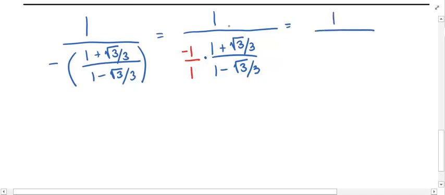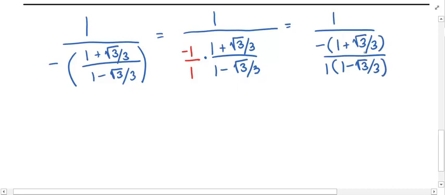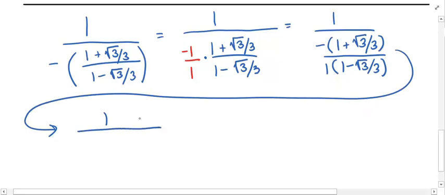So we're still going to have a 1 in the numerator. And then in the bottom, we're going to have negative 1 times 1 plus the square root of 3 over 3. The bottom is going to be 1 times 1 minus the square root of 3 over 3. If I continue with this, the 1 stays in the numerator. I'm going to distribute the negative sign here, so this is going to be negative 1 minus the square root of 3 over 3. The bottom is going to be 1 times anything is itself, so it's going to be 1 minus the square root of 3 over 3.